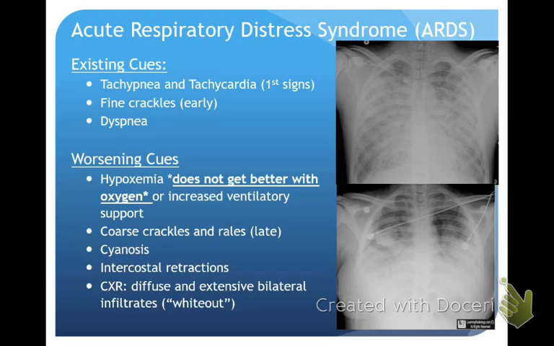So that is the picture that we're showing here on the sides of this x-ray, is air is black and fluid is white. Someone asked me if you can tell the difference between blood and pulmonary fluid on an x-ray, and no, you can't.